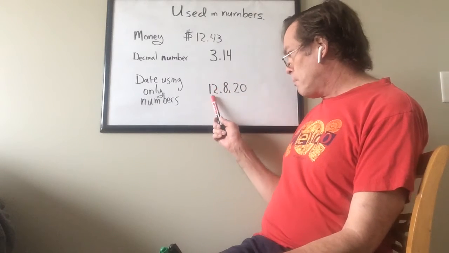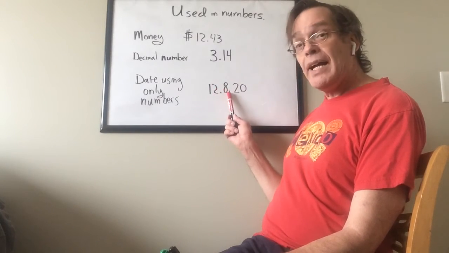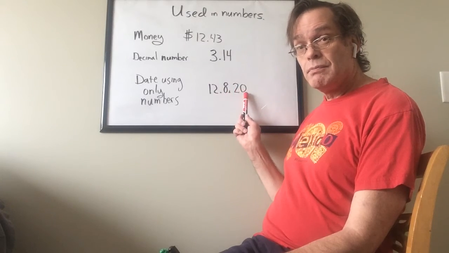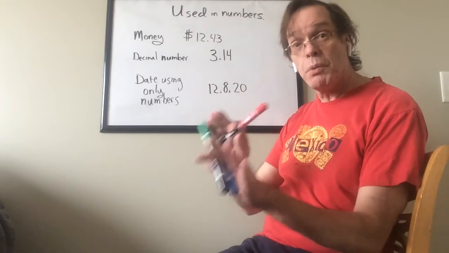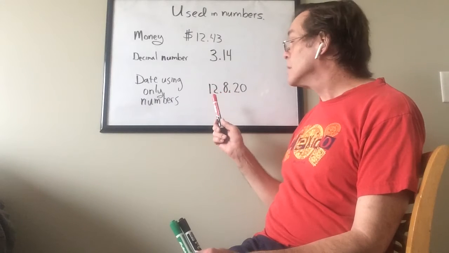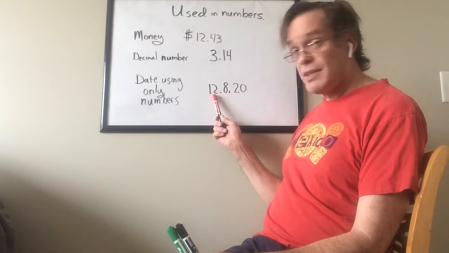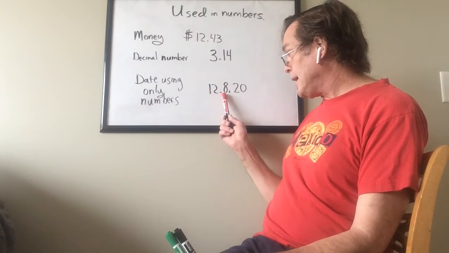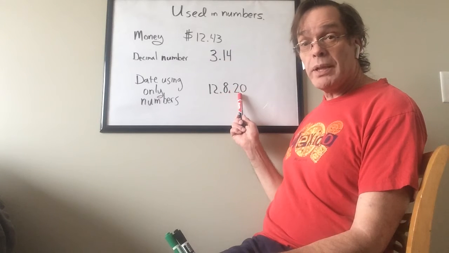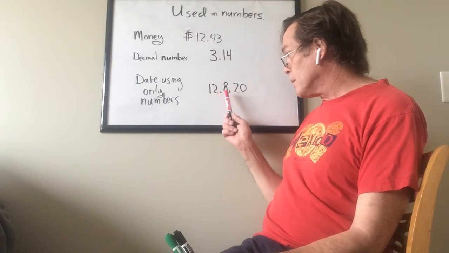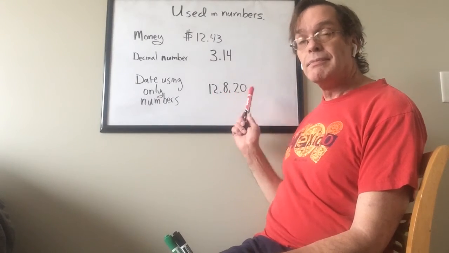Americans use month, day, year. So just so you understand why it looks like that. So it's 12, this is December 8th of 2020. And there's a period separating the month, the day, and the year.